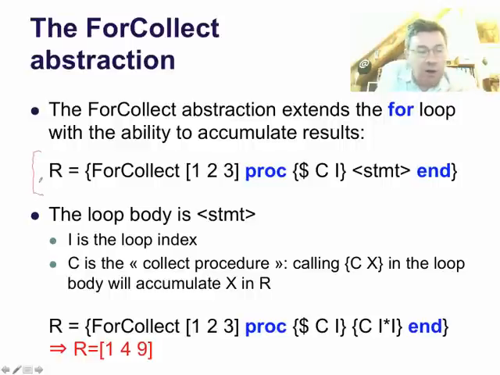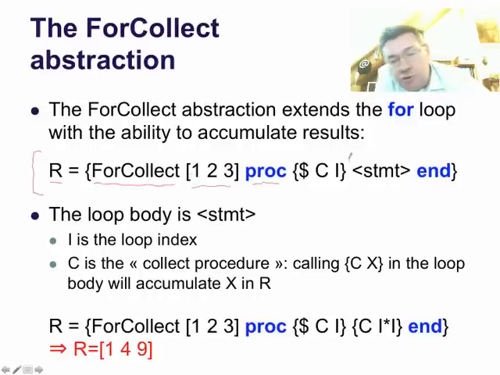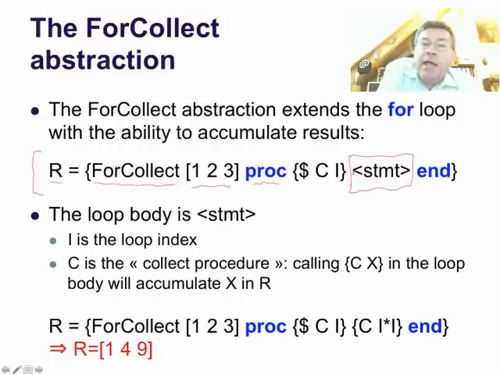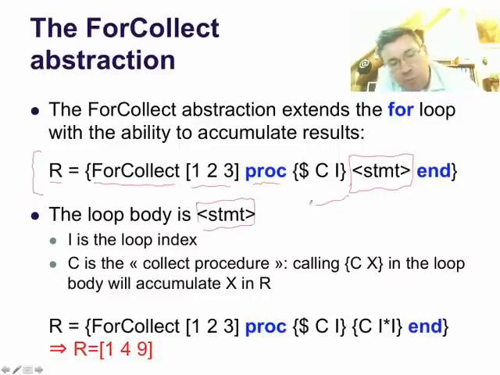And here's how it's called. So R, the output list, is equal to for collect. Here we have our input list 1, 2, 3, and here we have a procedure which is used to turn our loop body into a value in the language. So this is an example of higher order programming. So this statement here is the loop body, and the two arguments of the procedure I and C are the two identifiers that we will need in the loop body.